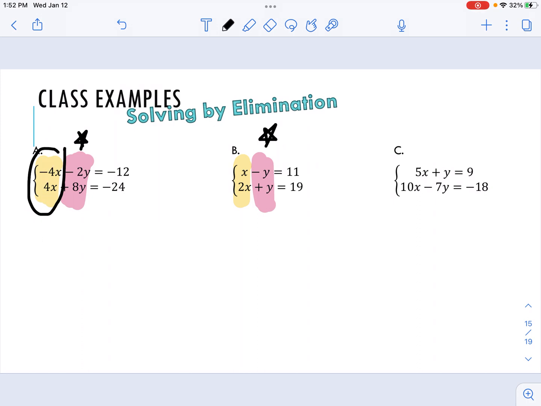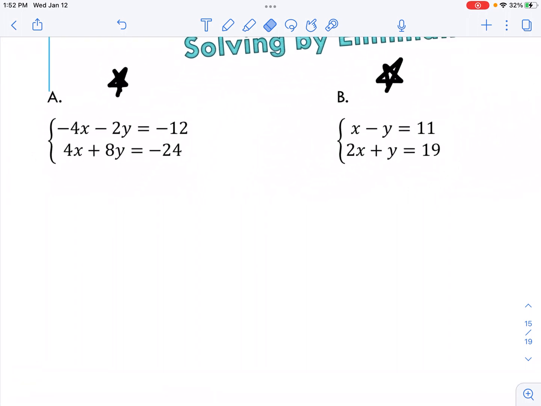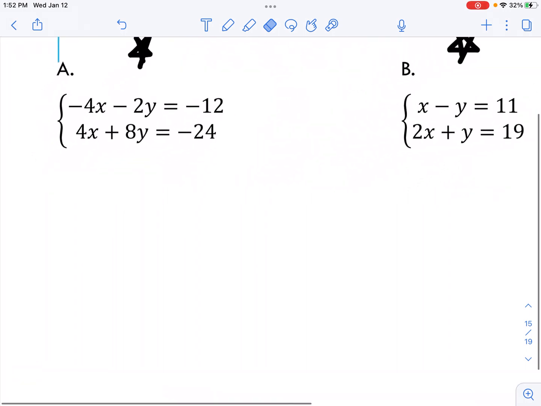Those cancel out. In the second example, you're going to notice the same thing here. Negative y and positive y, right? Negative 1 and positive 1. Those coefficients cancel out. However, in example C, when we highlight our y's and our x's, there is no opposite coefficient, which makes it a little bit trickier. All right, I personally love elimination because it feels like a little bit of a game. So let's start off with nice, easy examples, and then we'll move our way to example C.